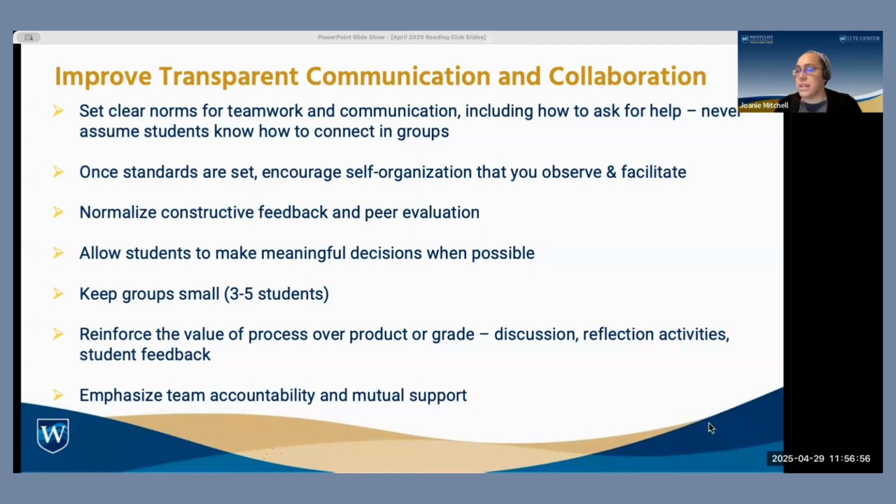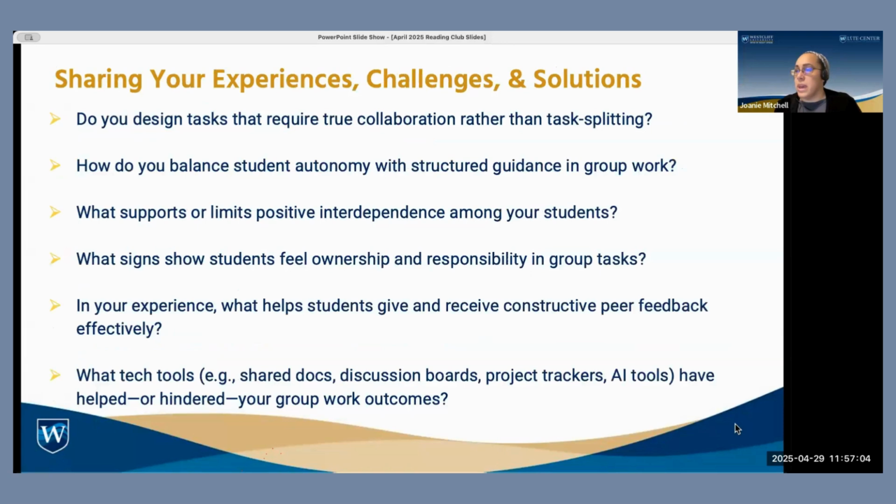One more point here that I forgot to click on: emphasize team accountability and mutual support. When you're talking about that interdependence that came up in the article, that was really important.